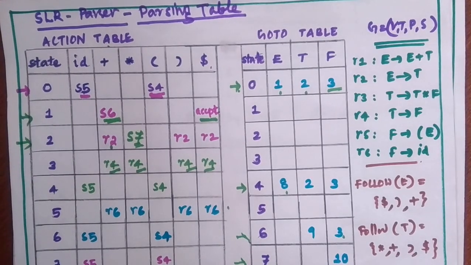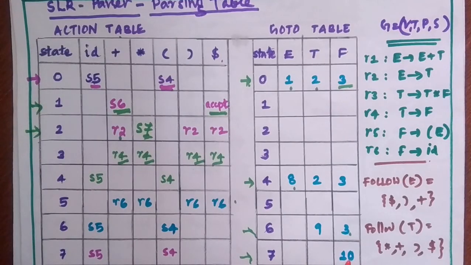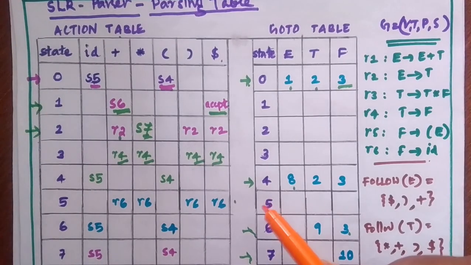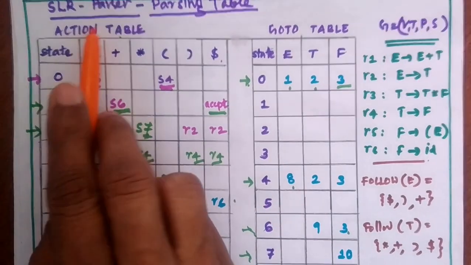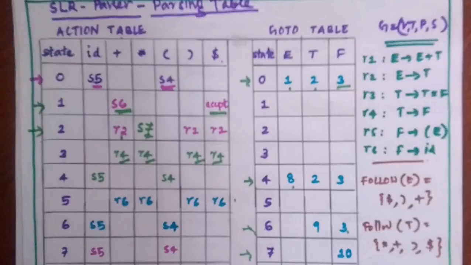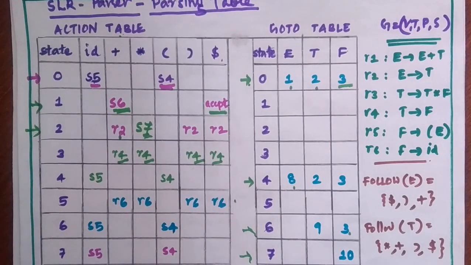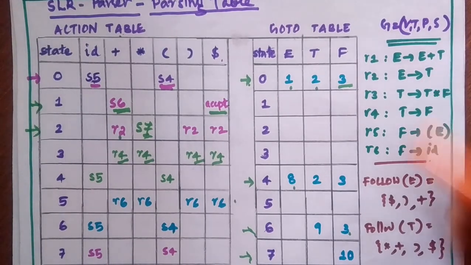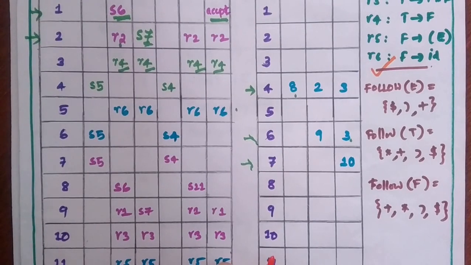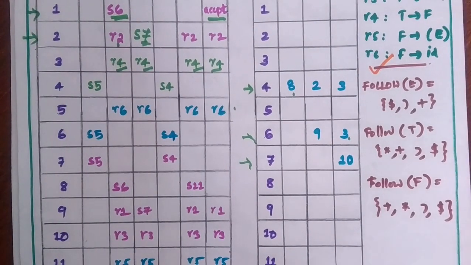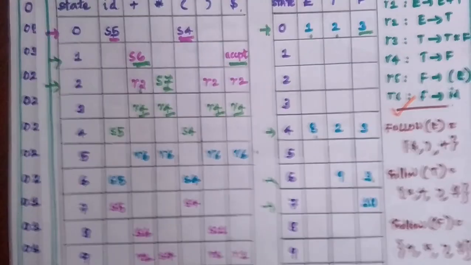Hi, I am Prashant. In the previous video we saw the SLR parsing table, the action table and the goto table, and how to construct them. We constructed an action table and goto table for the arithmetic expression grammar and executed this algorithm. Today we will see the parsing action.